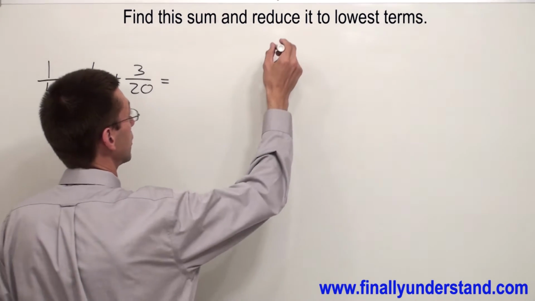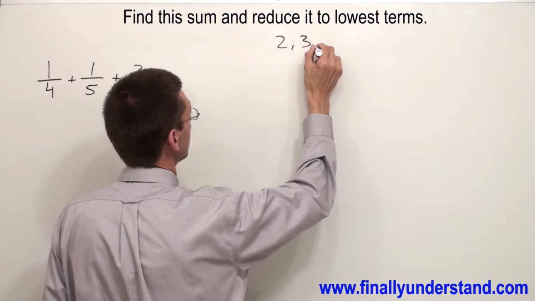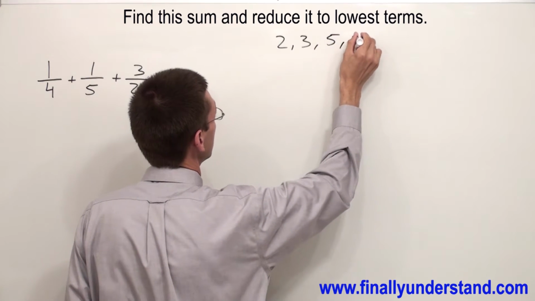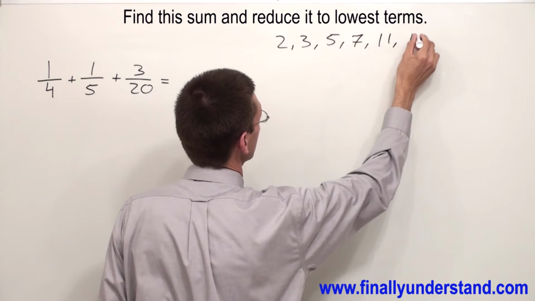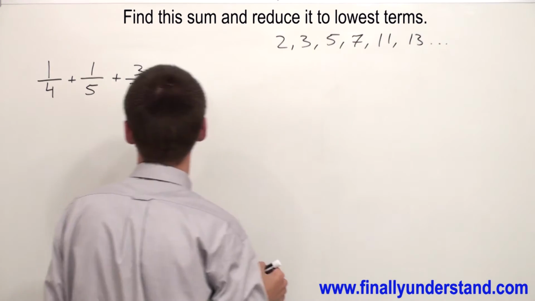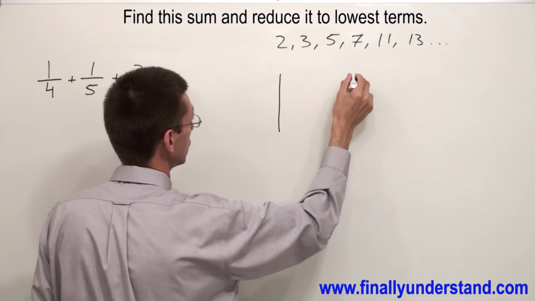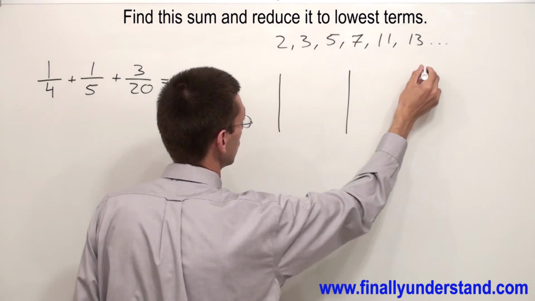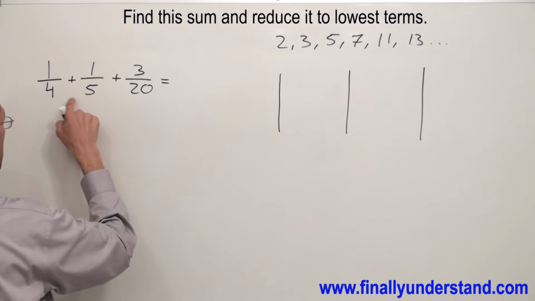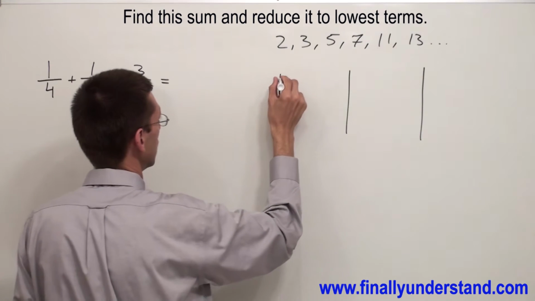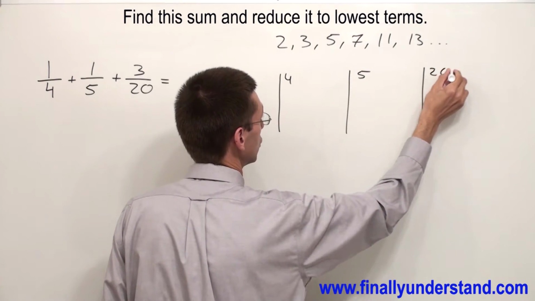let me just remind you the prime numbers. They are 2, 3, 5, 7, 11, 13. We got some more. And if you have difficulties to find the lowest common denominator, draw, in this case, 3 lines. Every line is for each denominator. So I have 4, 5, and 20.